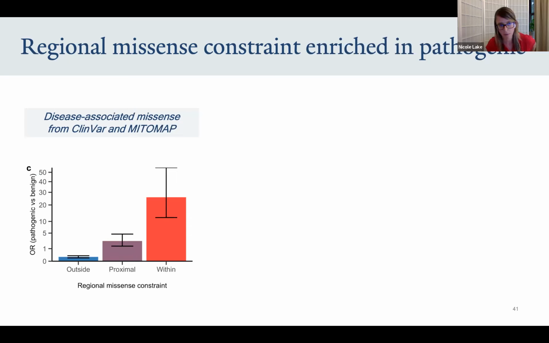So we have performed odds ratio enrichment analysis using missense variants from ClinVar and MitoMap, and shown that we can see that their pathogenic variants are enriched in these areas of regional constraint, and that they're enriched to a lower extent in residues that are very close to regional constraint in the 3D structure.